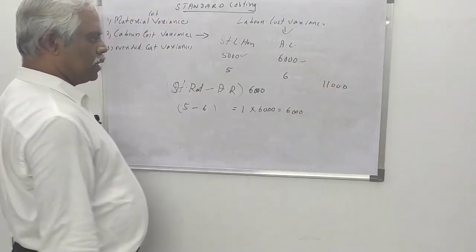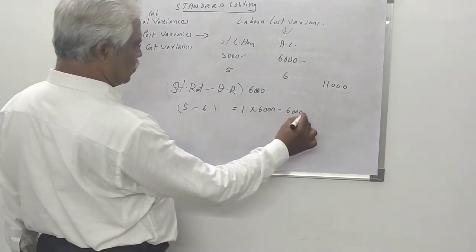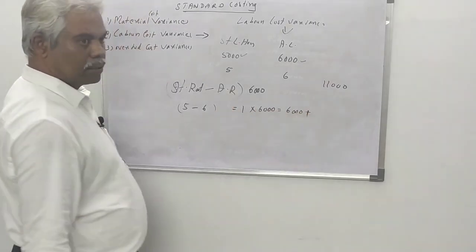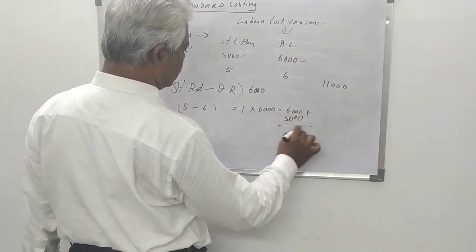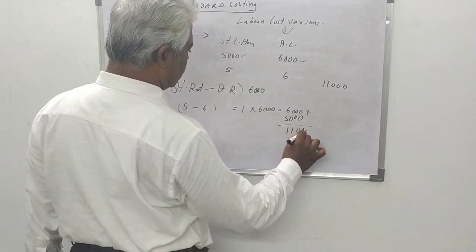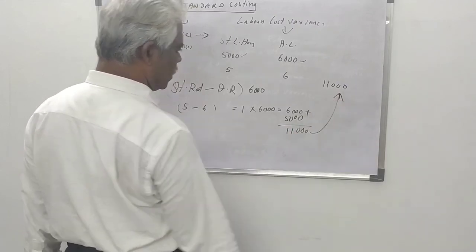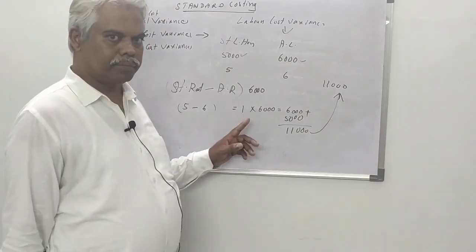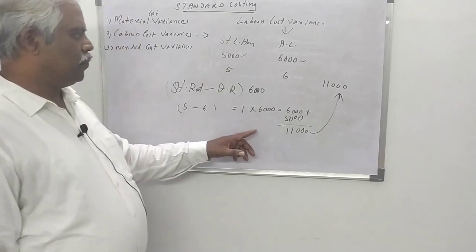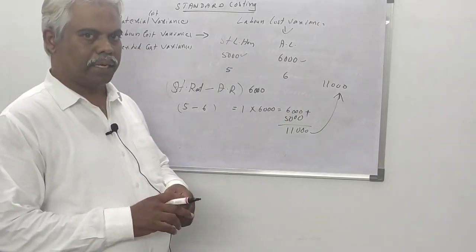So, the total labor cost variance we already have is 11,000, and that occurred due to rate variance 6,000 plus efficiency variance 5,000, that is equal to 11,000. So, labor cost variance 11,000 occurred due to rate variance and efficiency variance. Then we can see in the next class.